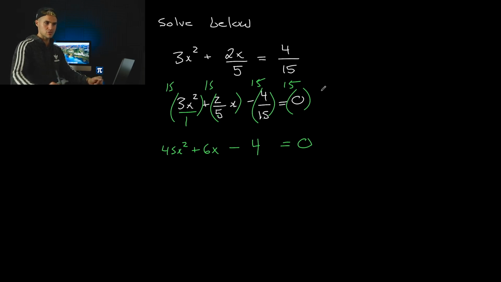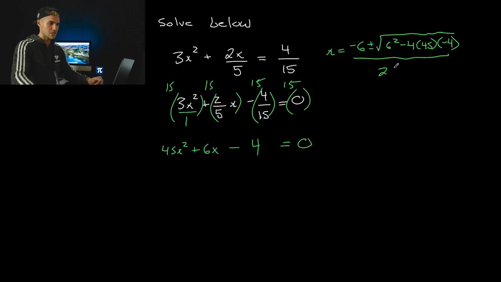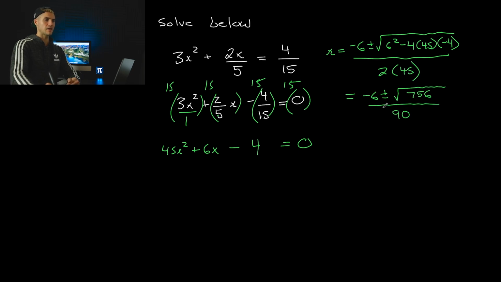Finding two numbers that multiply to negative 180 and add up to 6, I don't think that there are any integers, so you would have to plug this into the quadratic formula, which is negative b, so negative 6, plus or minus the square root of b squared, so 6 squared minus 4 times 45 times the c value of negative 4, so be careful with your signs here, over 2 times the a value, which is 45. Like that. And then when you do the algebra under the square root, you would get root 756.